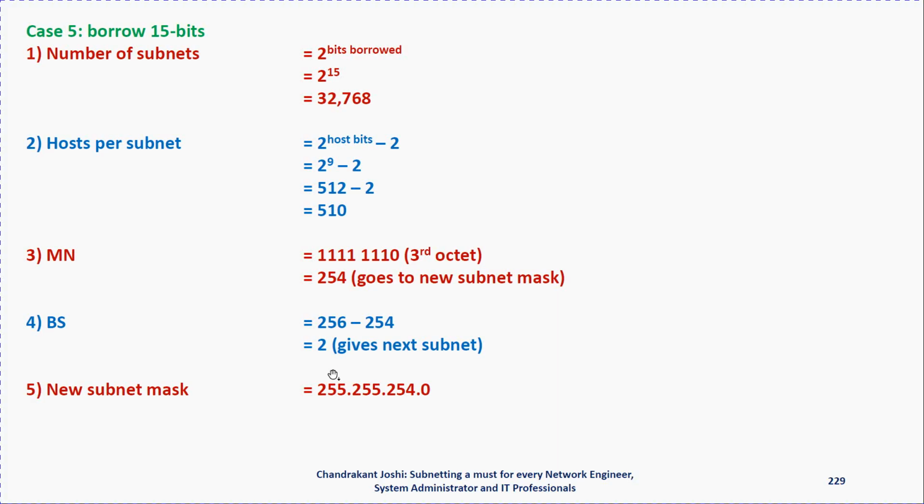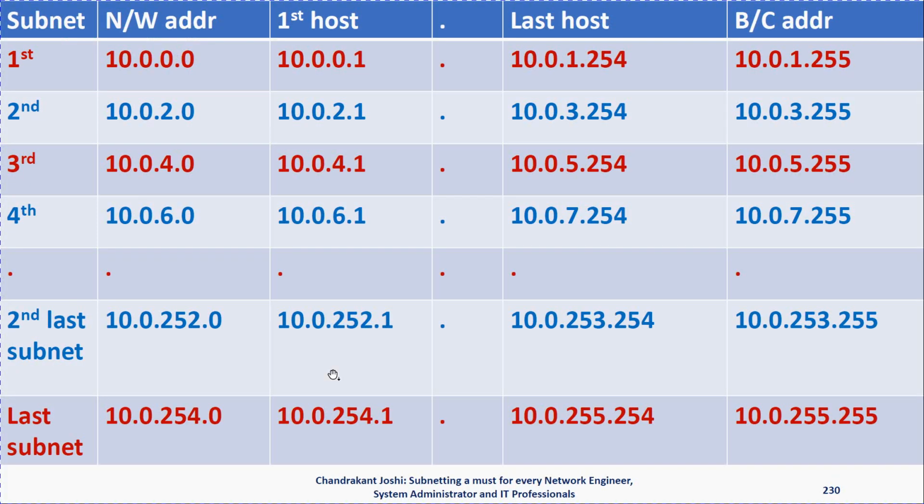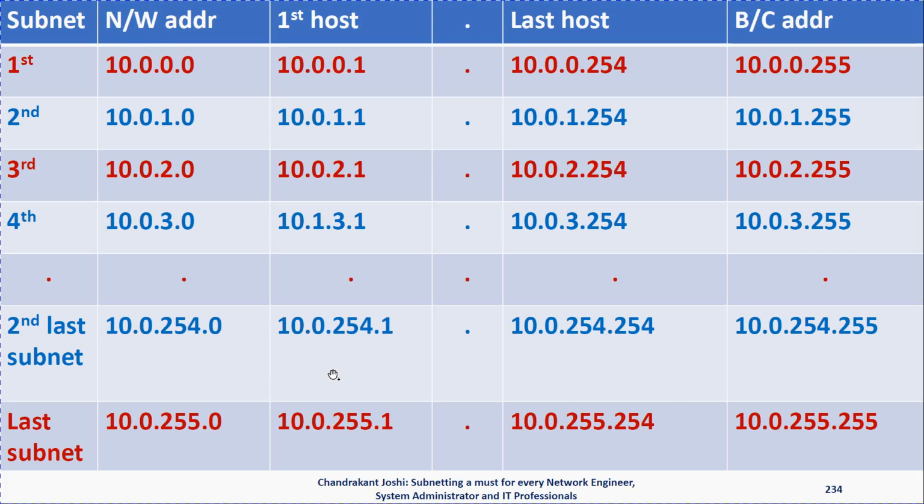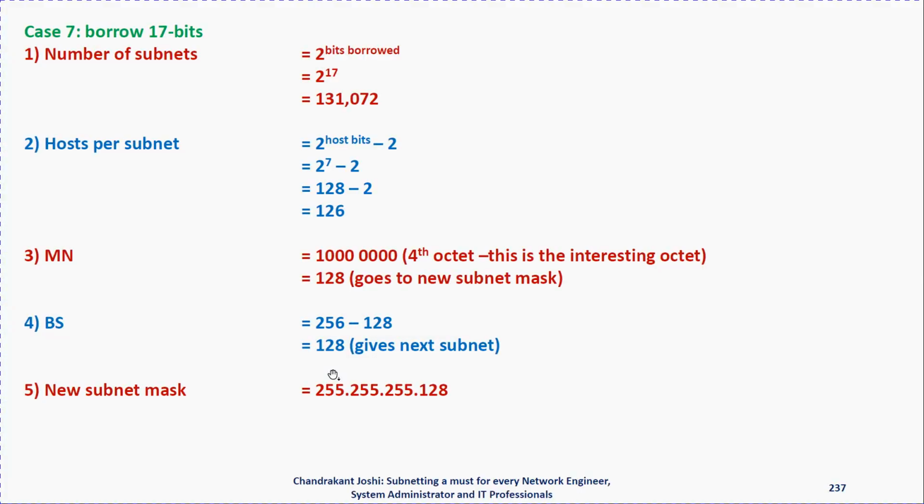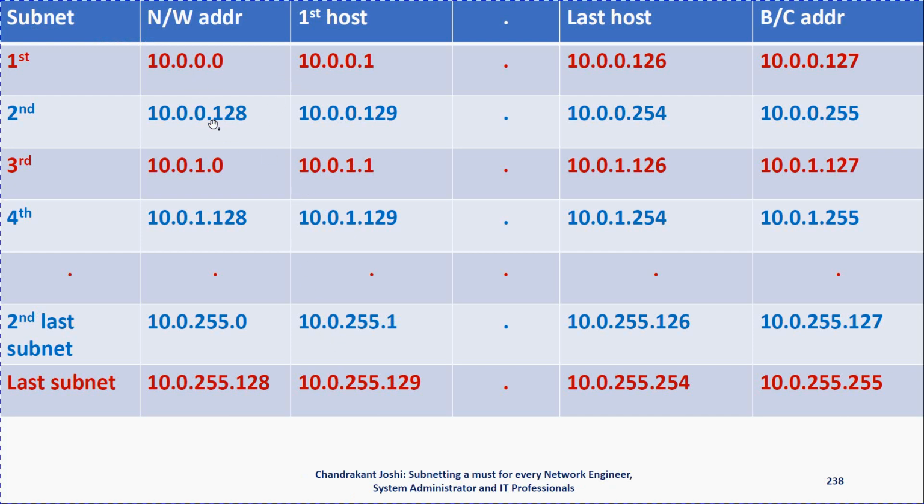Half means 0.0 and 0.128. Here it is. So 0.0 and 0.128. So for this 0 series we have got 0.0, 0.128. Then for the same 0 series we have got 1.0, 1.128. Then for the same 0 series we have got 2.0, 2.128. So this 0 and 128 are two of them. From this 0 through 255 are 256 of them.